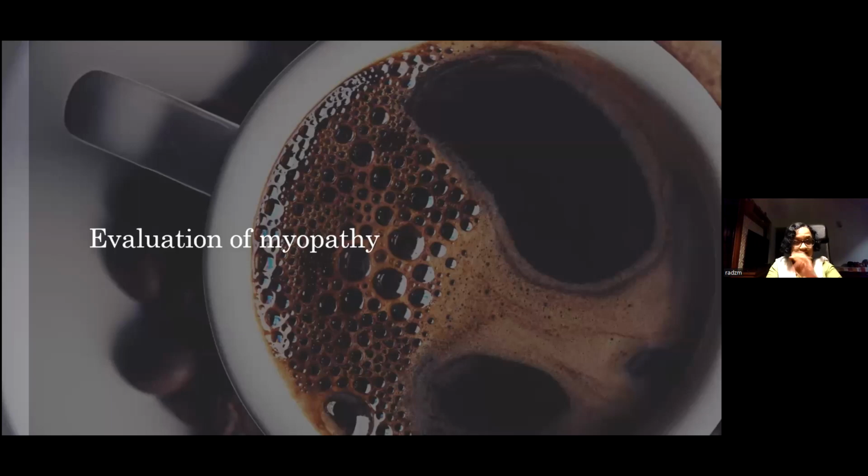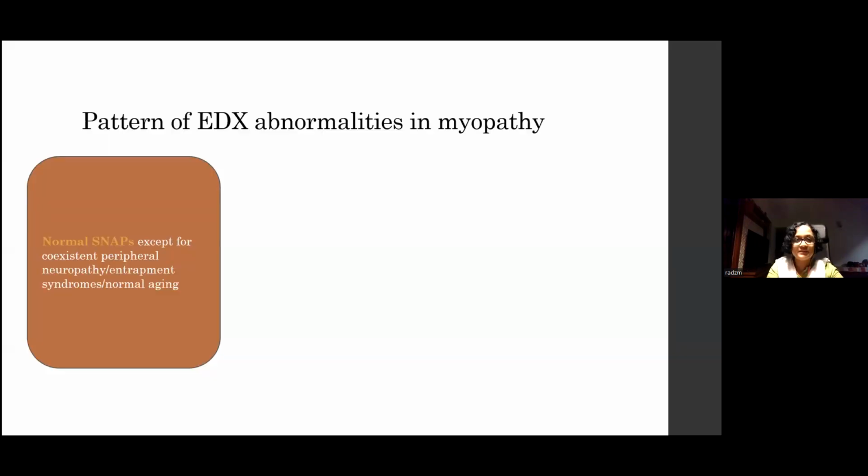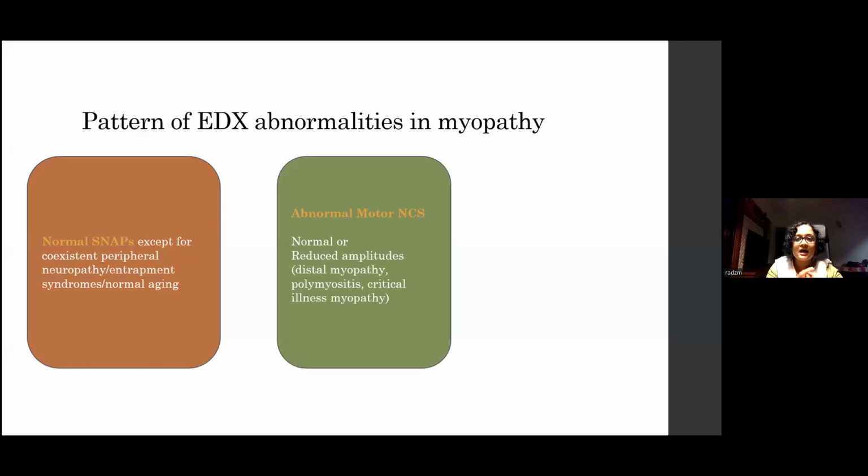So our last assessment, I know, I'm sorry, it's quite late, but I'll try and finish it quickly. So it's myopathy. Again, myopathy, normal sensory nerve action potentials. Sensory nerve action potentials tend to be normal in myopathic disorders unless there is a coexisting peripheral neuropathy or entrapment syndromes, the same sort of thing that you look for in motor neuron disease. Motor studies also tend to be normal in a myopathy.